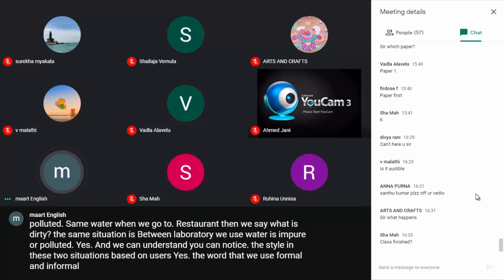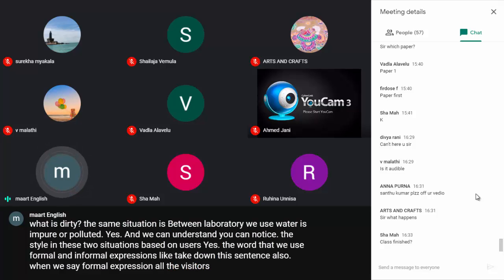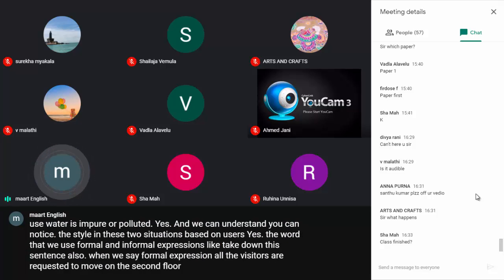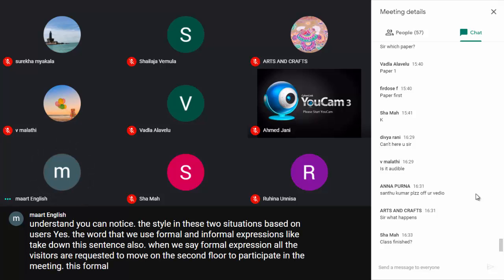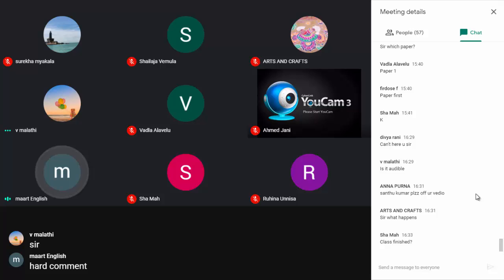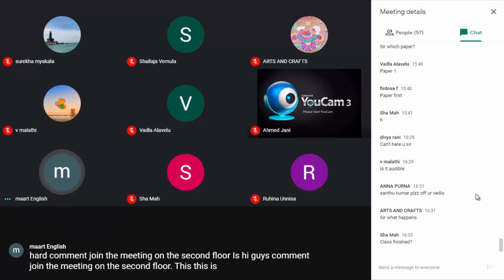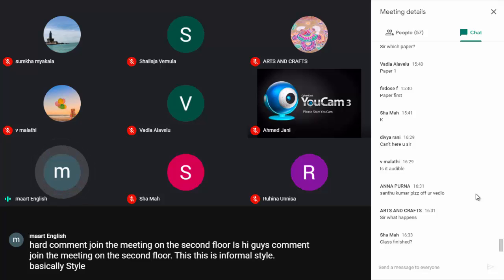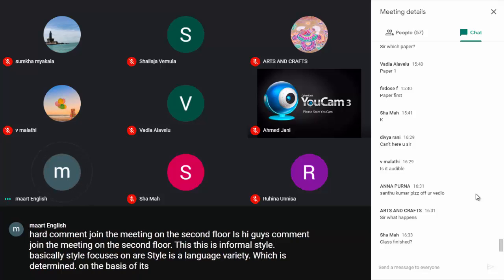Formal and informal expressions, take down this sentence also. A formal expression: all the visitors are requested to move to the second floor to participate in the meeting. This is the formal style of giving a statement. The informal style is: hi guys, come and join the meeting on the second floor. This is informal style. Basically, style is a language variety which is determined on the basis of its users. This can be noticed as the style.